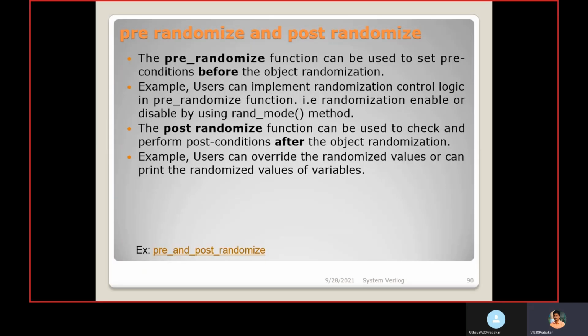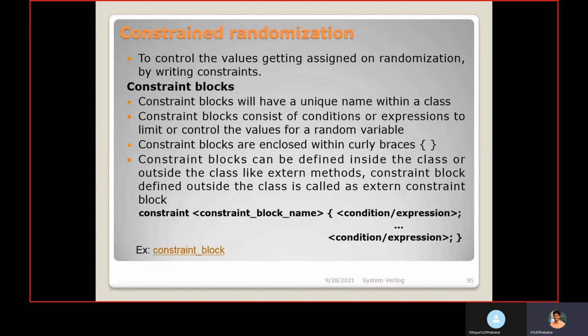Then constrained randomization. To control the value getting assigned on randomization, by writing the constraint we can limit the randomization behavior by applying the constraints. So constraint blocks have a unique name. You should mention a name for the constraint block. That should be a unique name. That should be mentioned within a class.